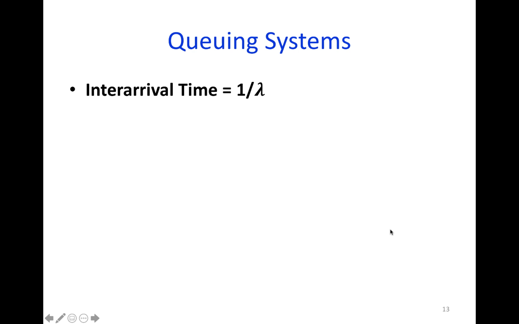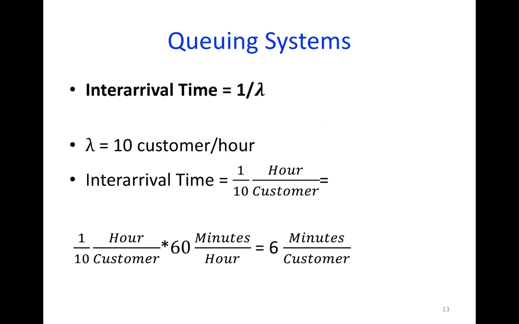Now let's see how we can calculate interarrival time or arrival rate if we have only one of them. This formula shows the relation between interarrival time and arrival rate. So interarrival time is 1 over arrival rate, or arrival rate is 1 over interarrival time. Okay, so let's see how this formula works. Assume in a problem we have lambda, or arrival rate, as 10 customers per hour. So in a bank, for example, 10 customers per hour arrive to get service. We want to see what is the interarrival time.